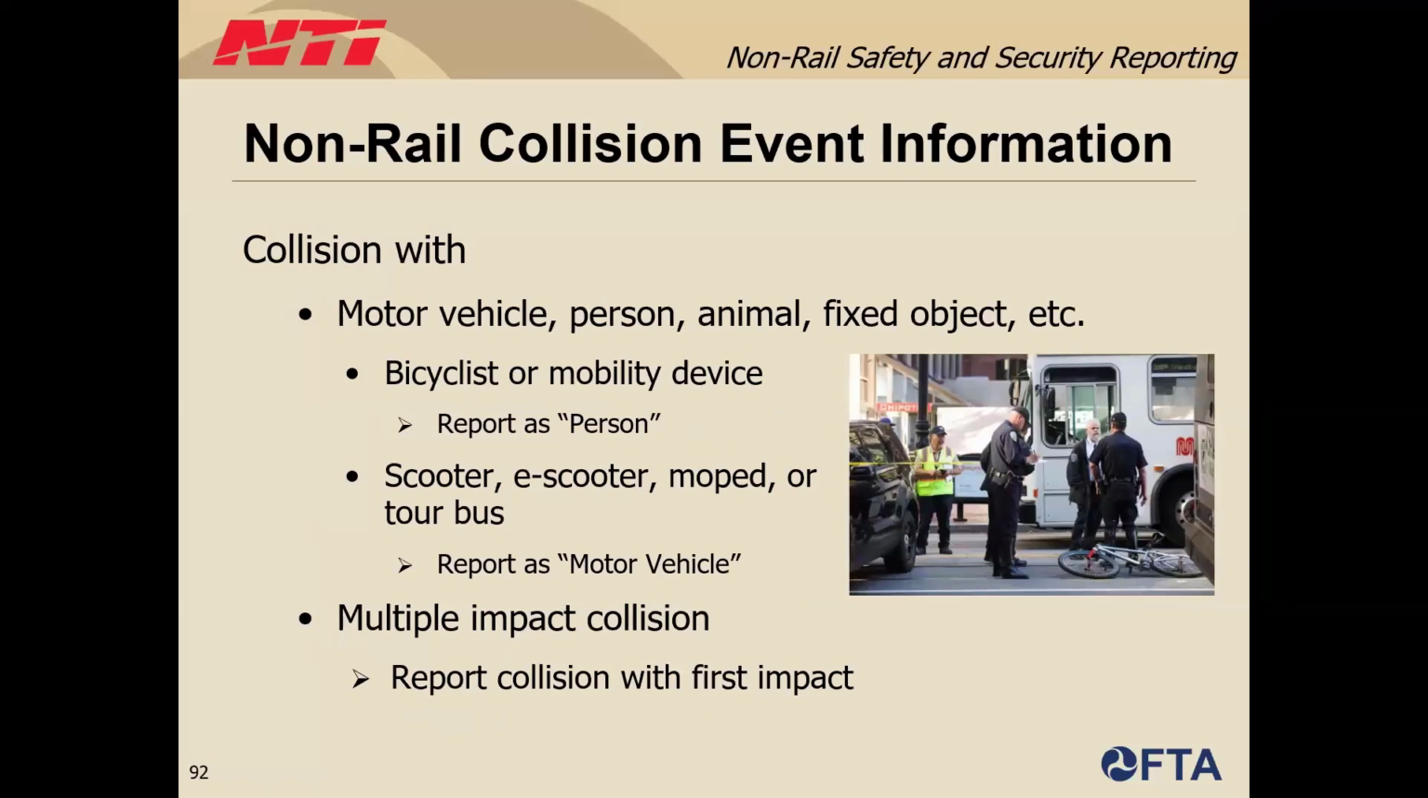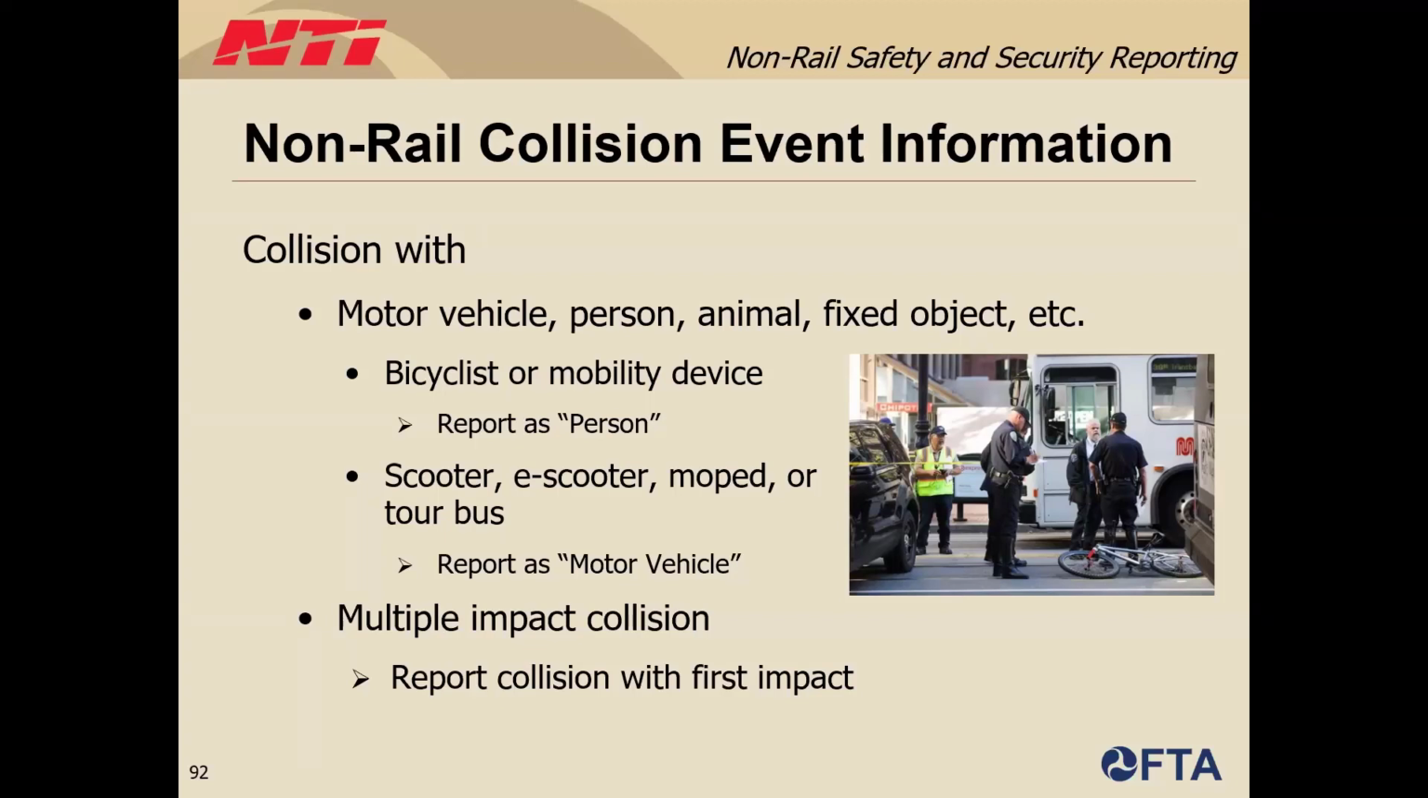For the collision with selection, indicate what the transit vehicle collided with, such as another vehicle, person, animal, fixed object, and so on. A collision with a bicyclist, pedicab, a person in a wheelchair, or on an electric scooter is reported as a collision with a person. Larger scooters, like a small motorcycle, mopeds, and motorcycles, school buses, or dump trucks are all reported as a collision with motor vehicle. Use the other selection only when no other selection is appropriate.